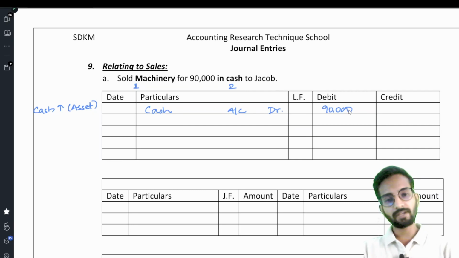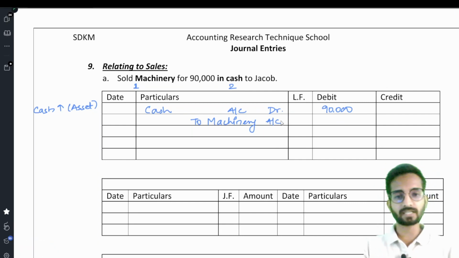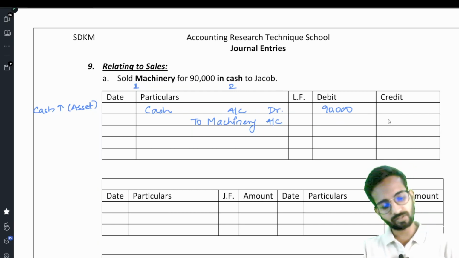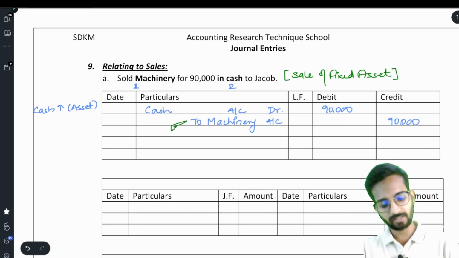Machinery. See, if we have sold machinery, we will write cash account debit to machinery account. If we had sold furniture, then cash account debit to furniture. If laptop, cash account debit to laptop. So 90,000, 90,000. You can say that this is a sale of fixed asset.